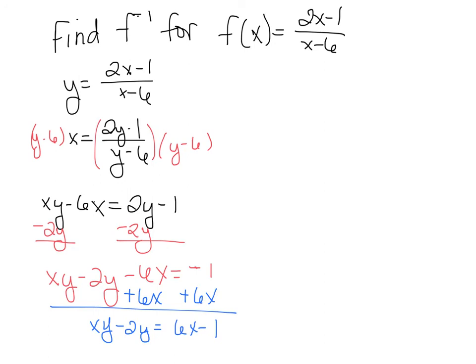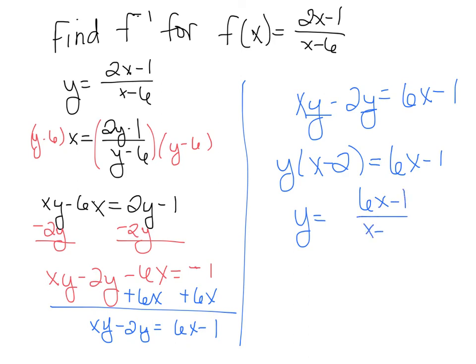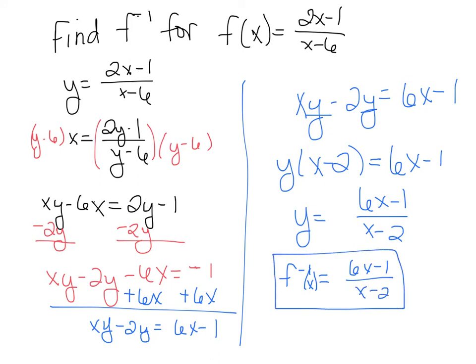And what do you notice about the left-hand side now? xy minus 2y is equal to 6x minus 1. Do you guys see that they both have a y? So you can factor that out. y times this quantity x minus 2 is equal to 6x minus 1, or y is equal to 6x minus 1 over x minus 2. But that is really f inverse of x. It's equal to 6x minus 1 over x minus 2. This is definitely one of the more challenging ones, but I would make sure that you are aware of how you can do it.